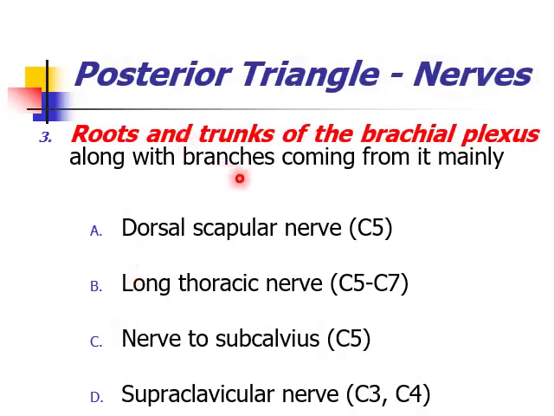The last component of the nervous structures: we said that there is one muscle, there are two lymph node groups, and there are three nervous structures. The third of the nervous structures would be the roots and trunks of the brachial plexus. Through the roots and the trunks of the brachial plexus, we might encounter branches coming out of these roots and trunks, namely the dorsal scapular, the long thoracic, the nerve to subclavius, and the suprascapular nerve.